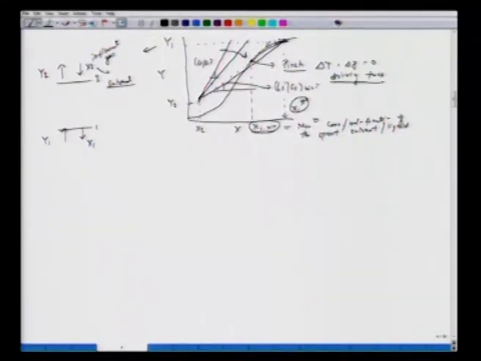Once we know this Ls by Gs minimum, we can write Ls by Gs operating equal to maybe 1.5 or 1.2 times the Ls by Gs minimum. Once we get this minimum solvent, we find 1.5 times that, and find a new operating line, which would be anywhere like this here. All right, so our strategy and steps are straightforward.